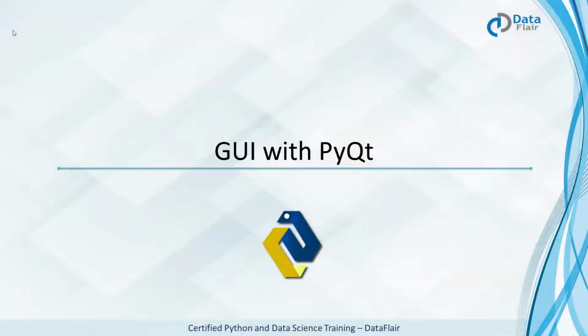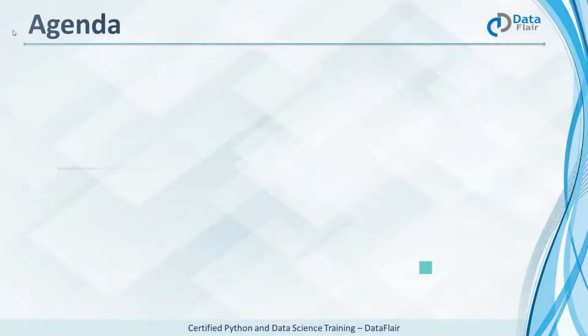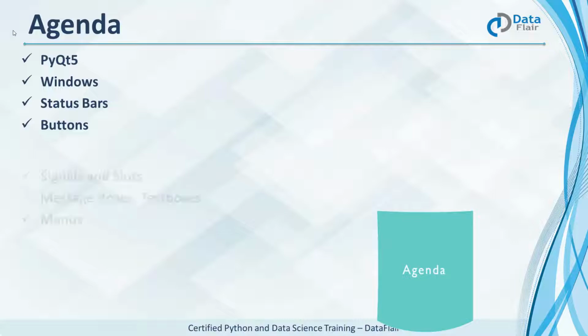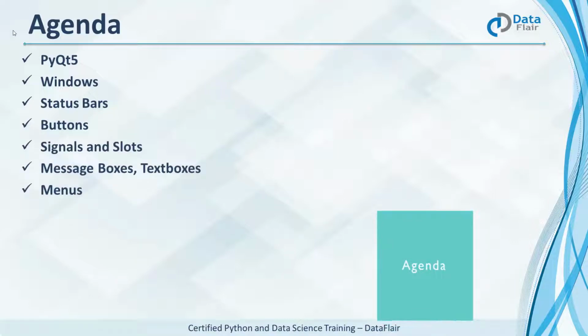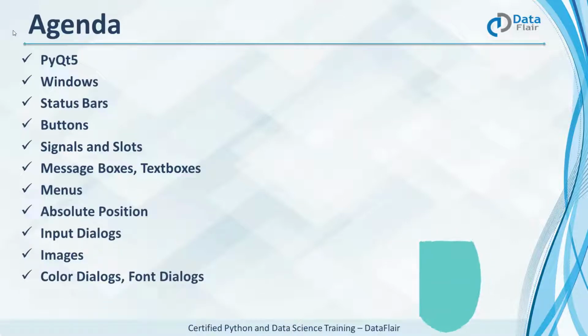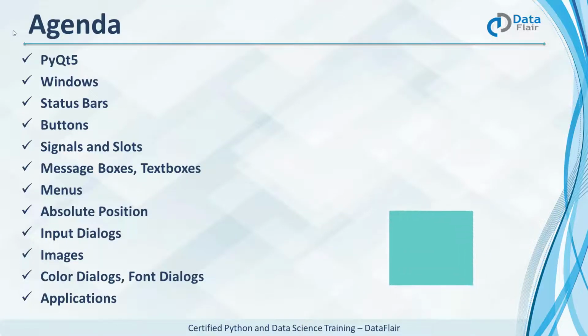GUI with PyQt. Let's learn about the PyQt5 module. Learn to add windows, status bars and buttons, signals and slots, message boxes and text boxes, and menus. We'll learn some other functionality and talk of some applications that use it.